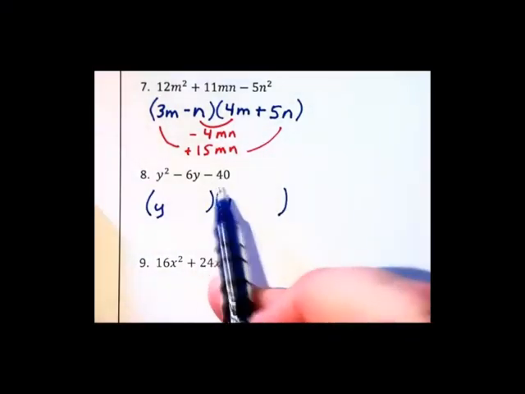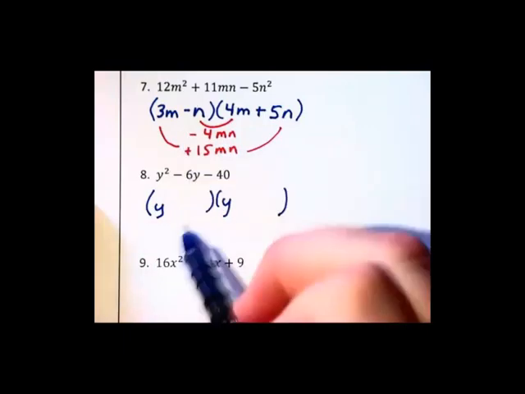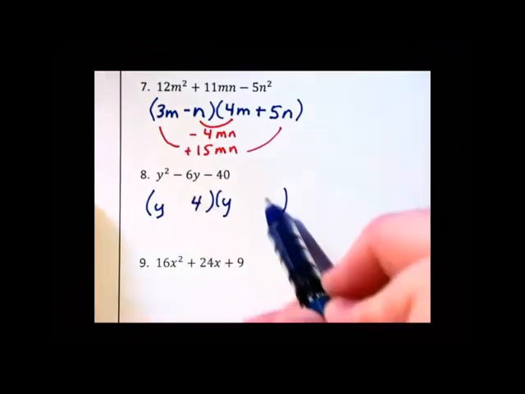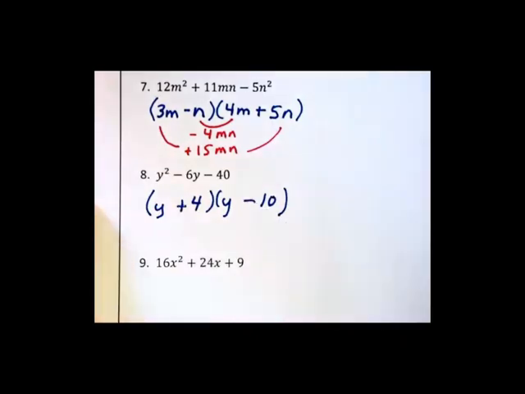That 40 is 1 times 40. Nope, that doesn't make a 6. 2 times 20. 4 times 10. Bingo, 4 times 10. Now I want a positive 4 and a negative 10 to add up to make that negative 6.